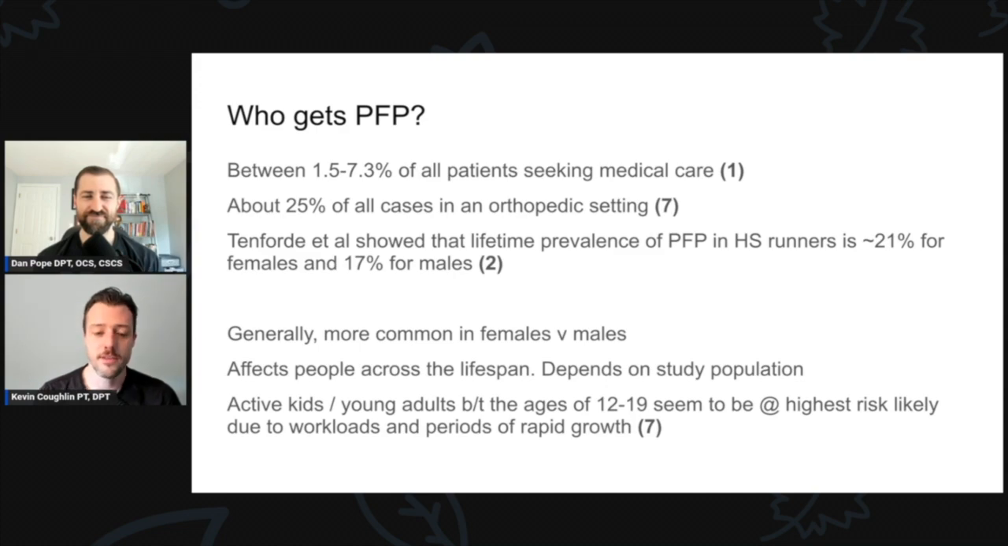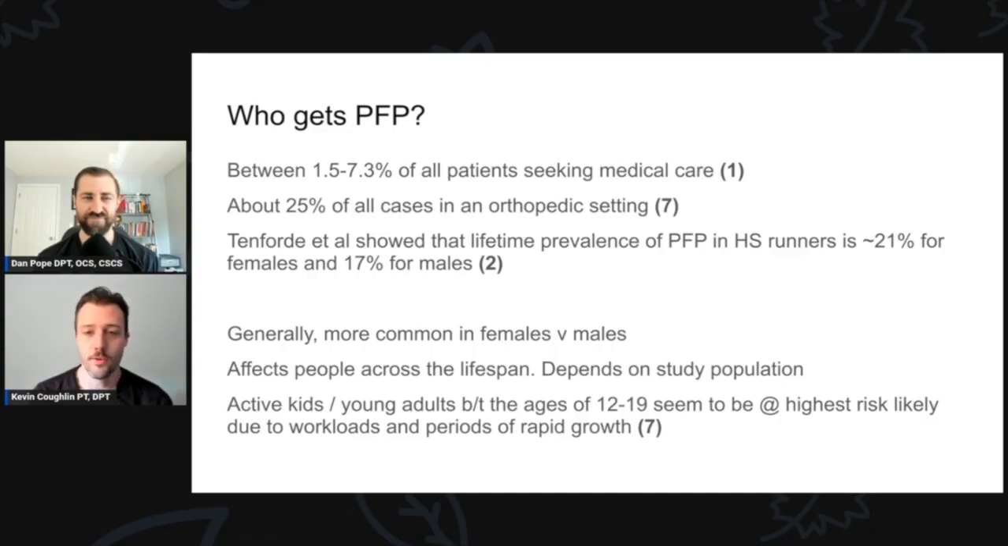Generally, we see this condition being more common in females versus males. It affects people across the lifespan. It kind of seems to depend on the study population, but we do see a lot of times that the numbers might be higher in younger athletes. So kids that are more active and maybe going through a period of rapid growth.